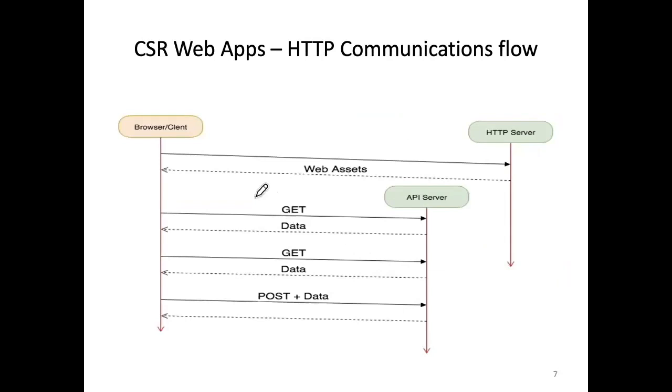All I'm showing you here then is, again, a diagrammatic representation of the communication flow that I was describing on the previous slide. The initial communication is from the browser to the server at the top, which is the HTTP server, the ordinary web server. It responds back with the various web assets. Browser uses those assets to generate a view. And then from there on in, any interaction that the user has with the view will typically trigger the browser to send a request to my web API server, either a GET request or a POST request.